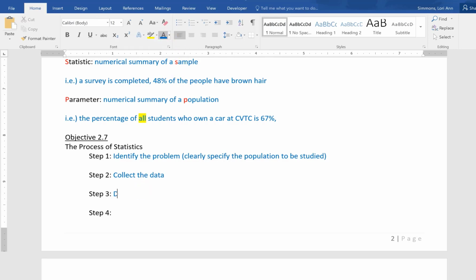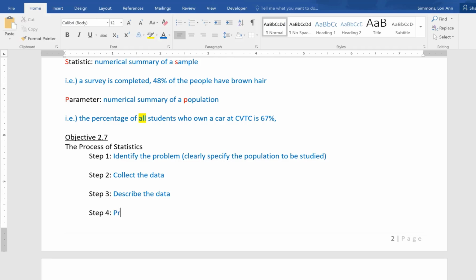Step 3 is describe the data. So when you describe the data, it kind of gives you a sense of what it is telling you. So, are there a lot of people with brown hair? Is this medication working? Is there some kind of trend happening?